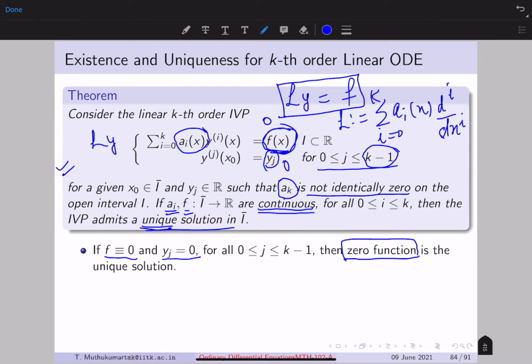Because you can trivially check that if both f and y_j are 0, the constant function 0 will satisfy this initial value problem. And by this theorem, since the solution is unique, the constant function 0 has to be the only solution. Okay.